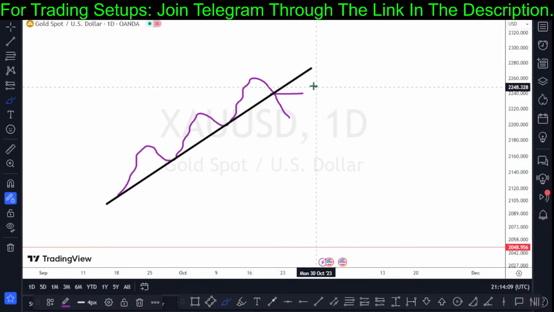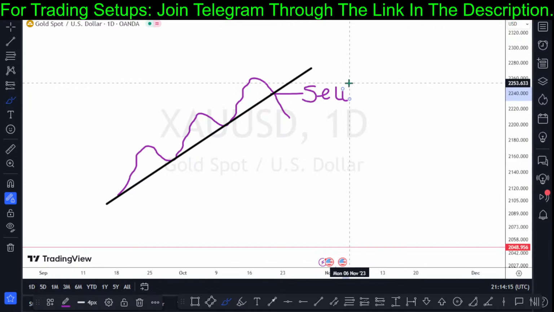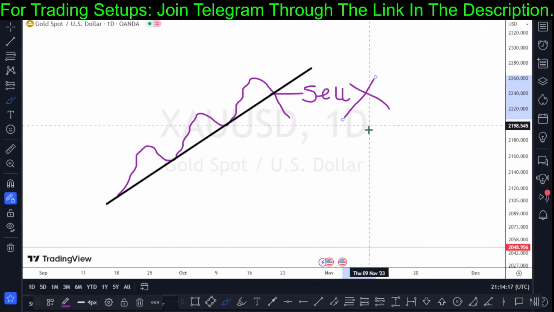Don't do this. If you try to short right here, it is wrong. Don't do that. If you do this, most of the time you will lose your money. You will blow up your account, and you always blow up your account because you are using the trend line the wrong way.